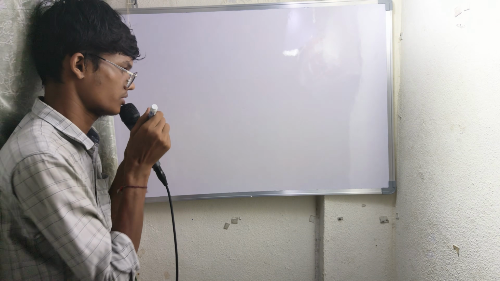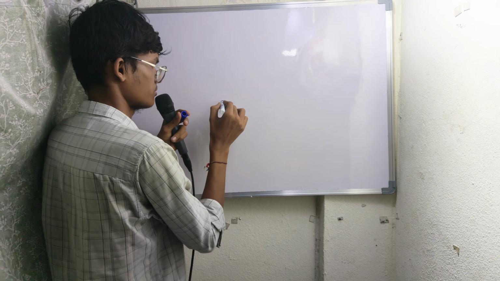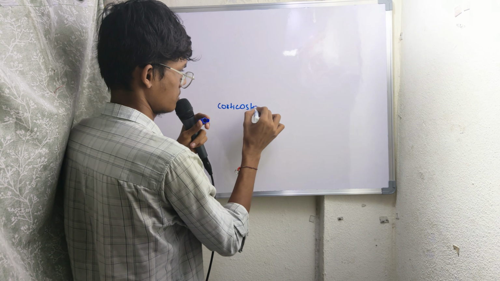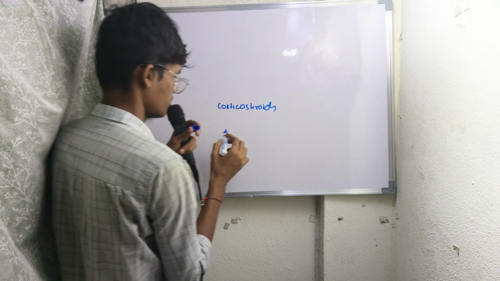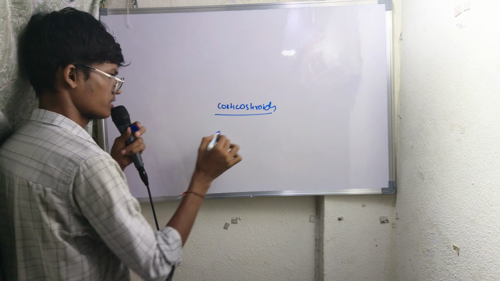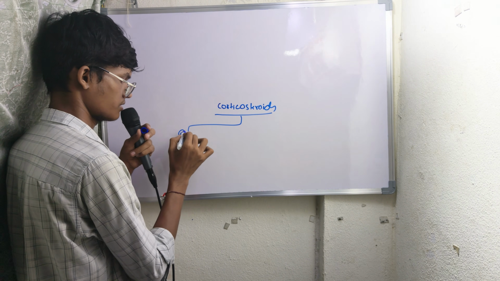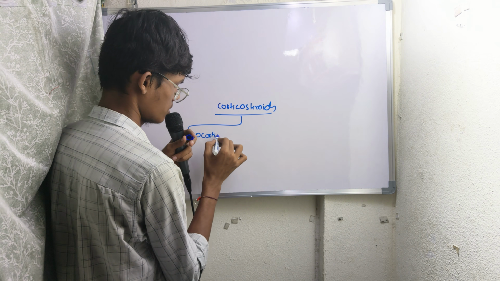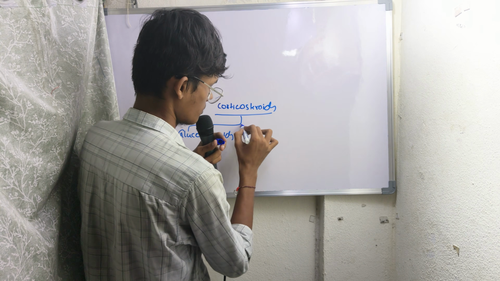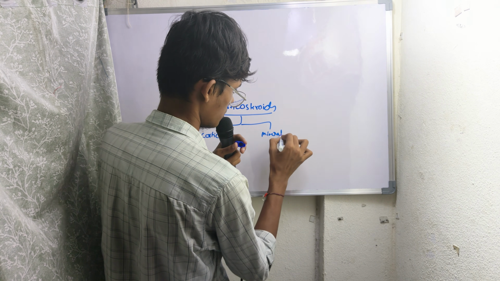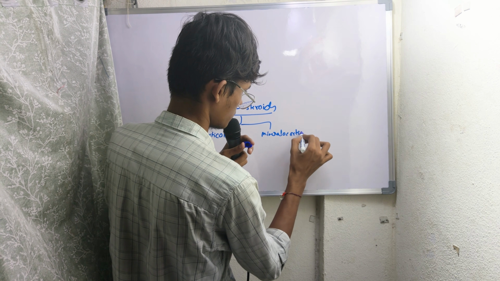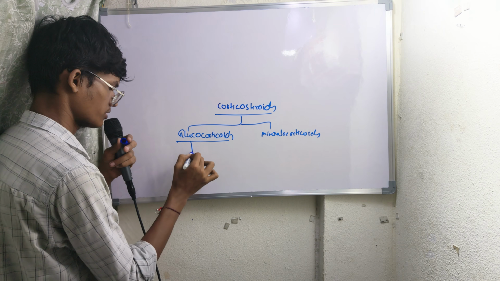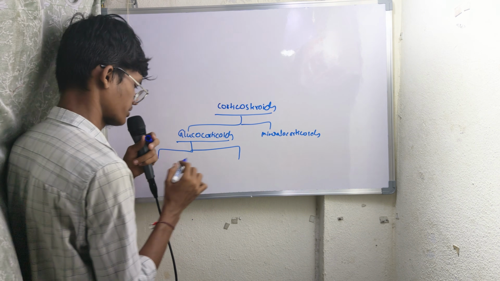Now we are going to discuss corticosteroids, from pharmacology. Okay, first in the corticosteroids classification, if we see, there are glucocorticoids and mineralocorticoids. Here, in this session we are going to discuss only glucocorticoids.